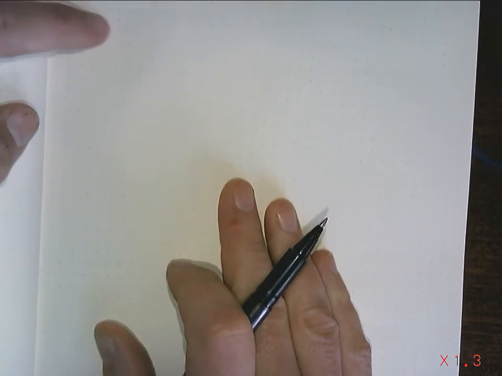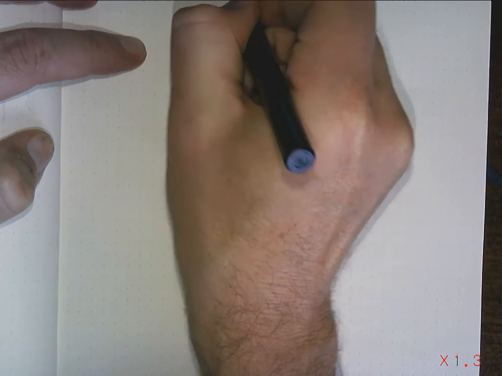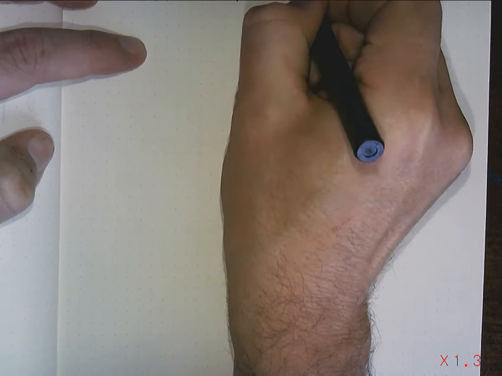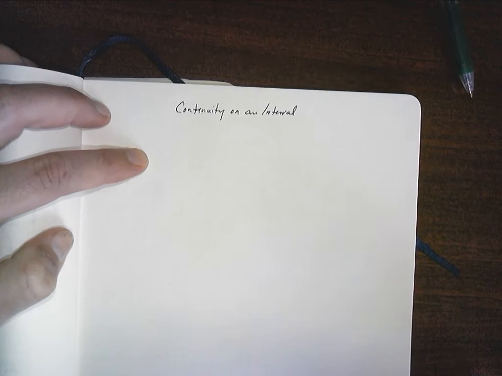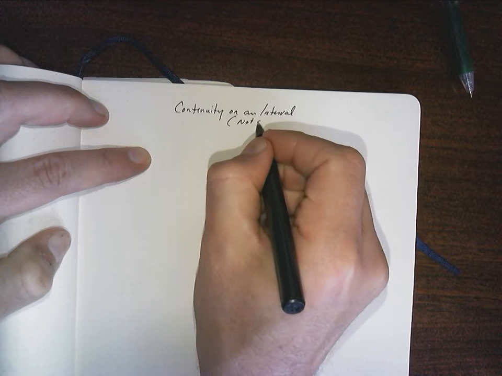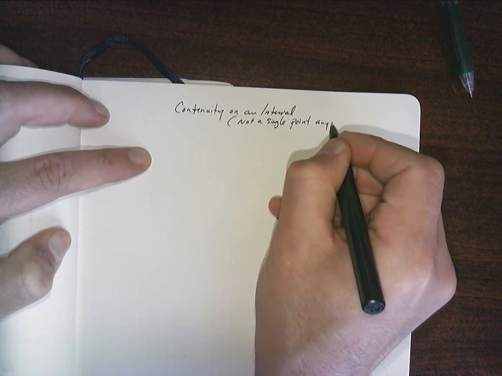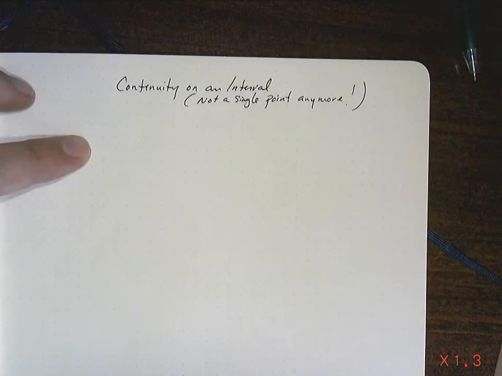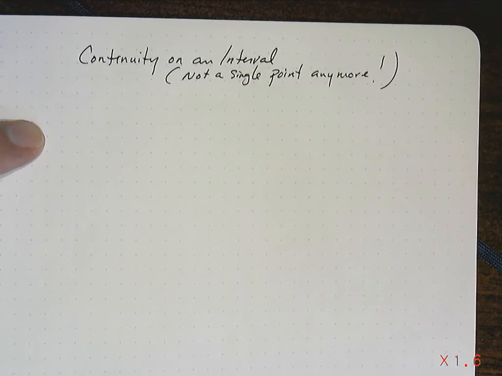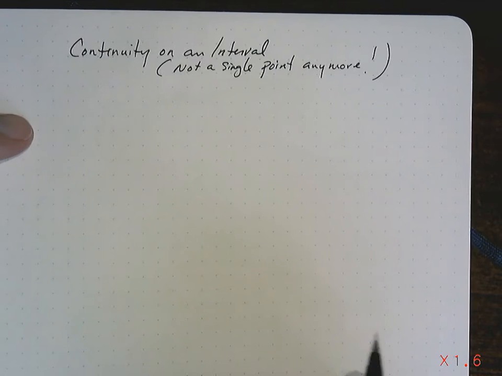Let's do some mathematical definitions. So we're going to say continuity on an interval. And this is in contrast to a single point anymore. We good? There we go. That's fine. You guys let me know if you can't see it. Because if my studio audience can't see it, I'm pretty sure the kids at home can't see it.